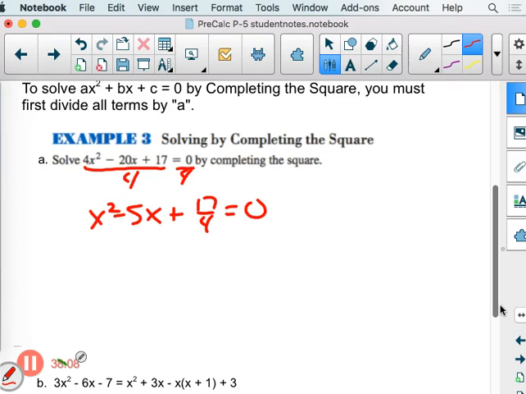Start thinking. Maybe this just happens to be a perfect square trinomial. Well, this is a perfect square. Ooh, that is not. So that 17/4, that's not helping me where it is. So what I'm going to do is move it out of the way and put it on the other side, so that I can get a number that will make this work.